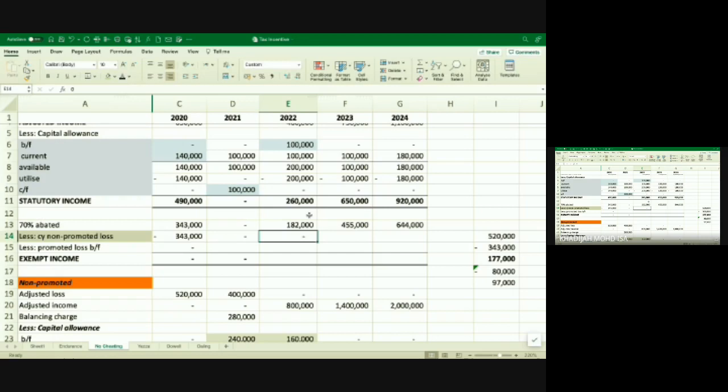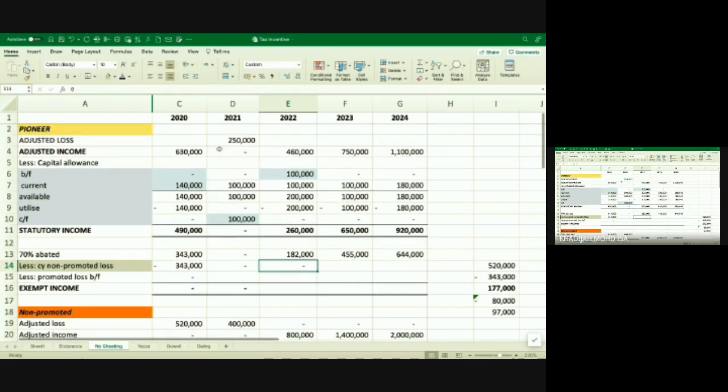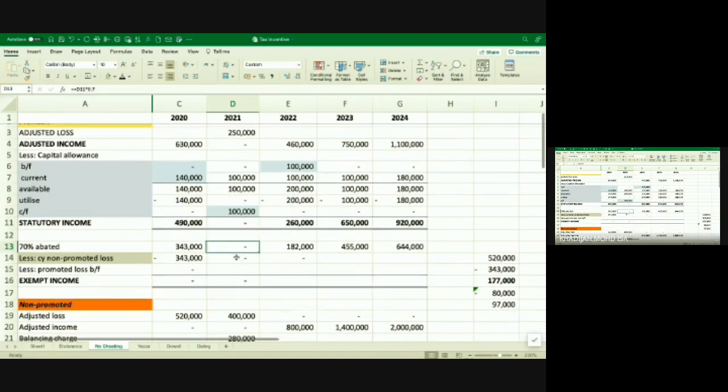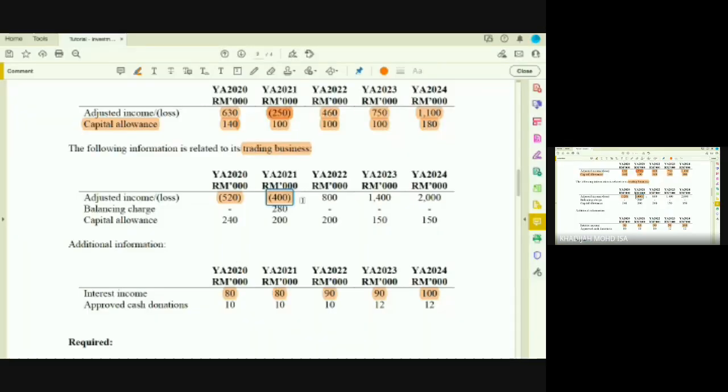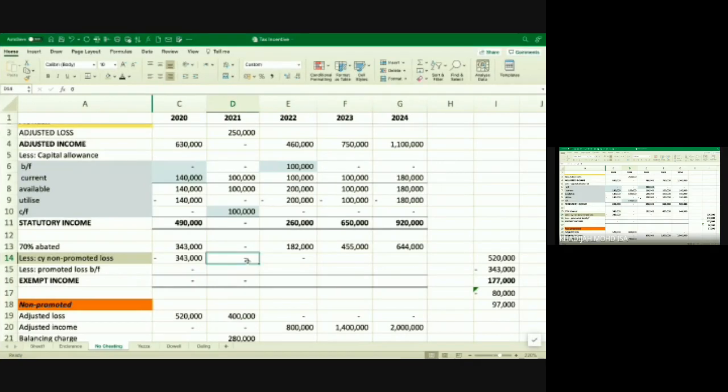Okay, let's see. For 2021, we go back. We did not settle that above earlier. Okay, 250. In 2021, you have 250,000 here, loss. And then statutory income is 0. 70% is 0. You don't have any non-promoted. You do have 400 here. In 2021, you do have non-promoted of 400, but you do not utilize 400,000 here. Why? Because your 70% is 0. That's why you do not utilize your losses.